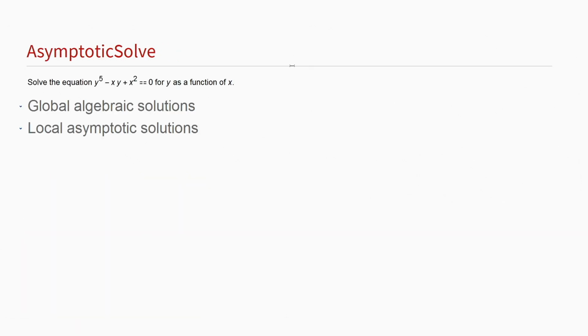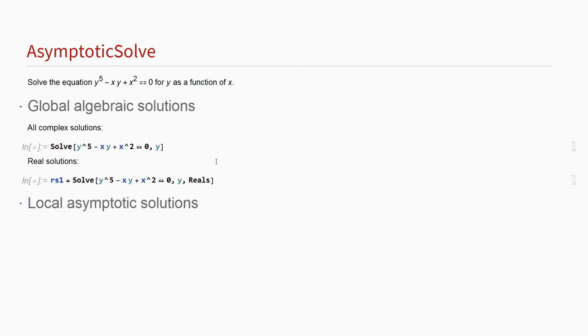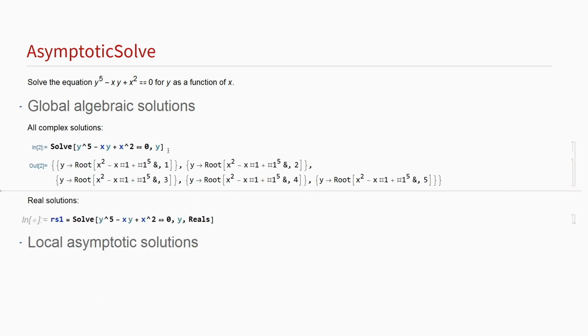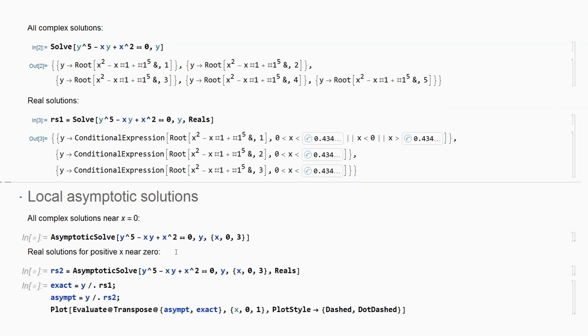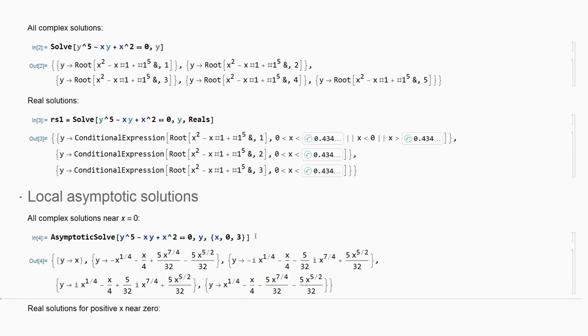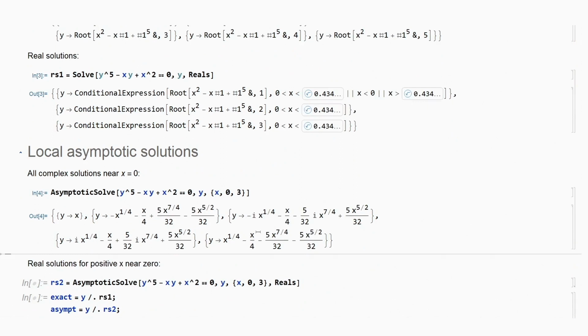So first, AsymptoticSolve. Again, suppose we want to solve the equation in two variables for y as a function of x. We can get global algebraic solutions with Solve, and we can get a solution over the reals. Using AsymptoticSolve, we can get local solutions near a specified value of x. So this gives us all complex solutions as Puiseux series in this case.